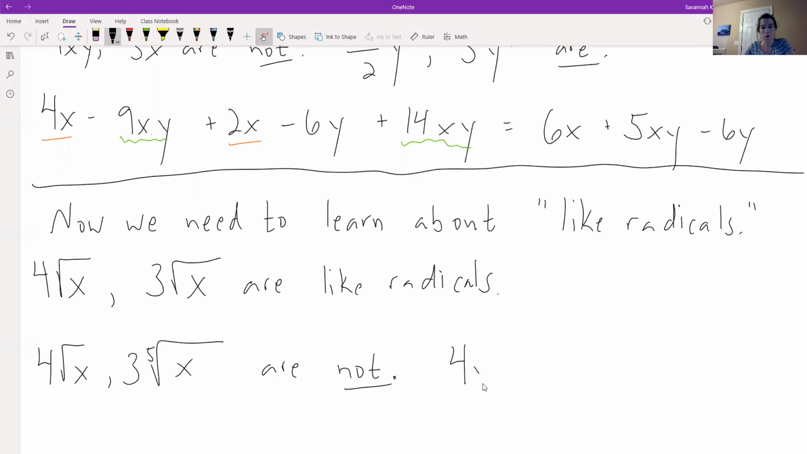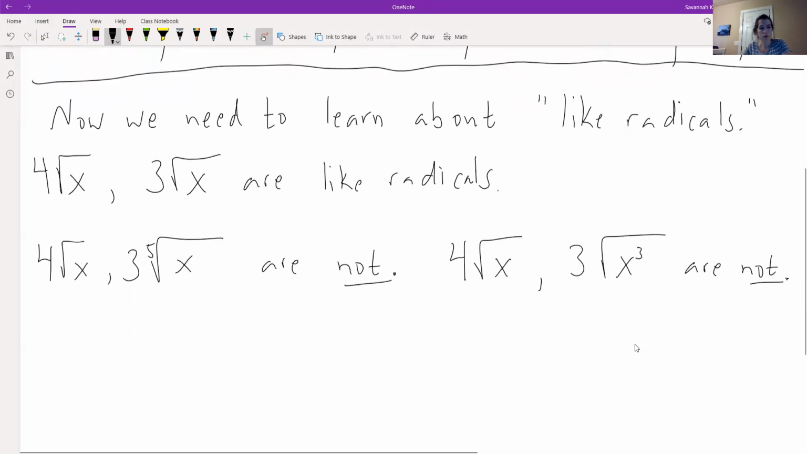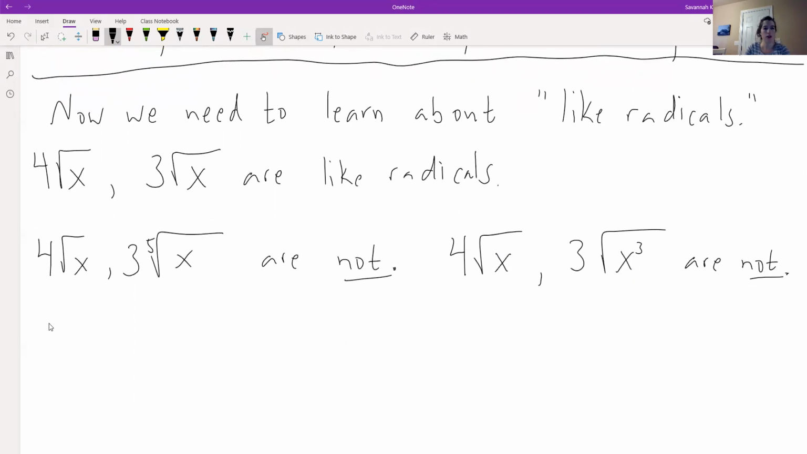Similarly, 4 square root of x and 3 square root of x cubed are not like radicals because, even though they're both square roots, we changed out the insides of the roots. Okay, so here is what the book says.